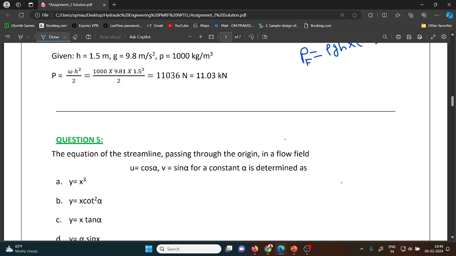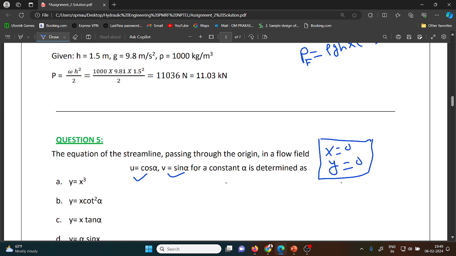Origin means nothing but x is equal to 0 and y is equal to 0. From that point, origin means this. In the equation of a streamline passing through the origin of a flow field, u is equal to cos alpha, and v is equal to sin alpha, for a constant alpha.